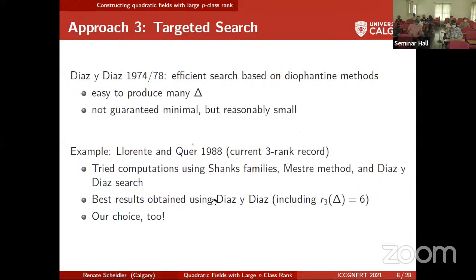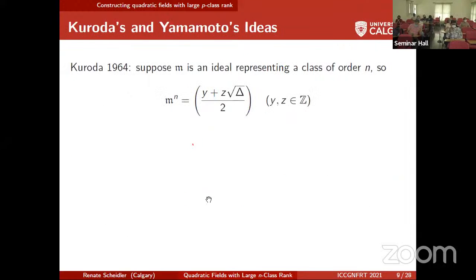So we started with the Diaz y Diaz algorithm. Now, the Diaz y Diaz algorithm is based on Kuroda's and Yamamoto's idea as follows. So Kuroda gave this result with the following idea in 1964. Suppose you have an ideal M, and it represents an ideal class of order N in the class group.